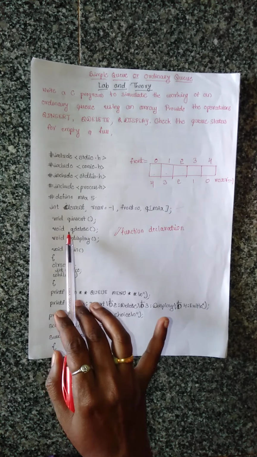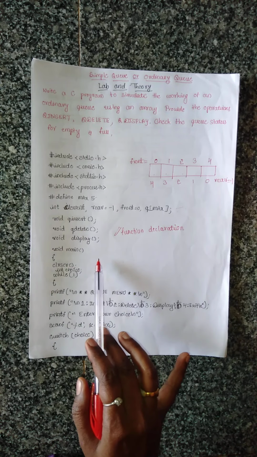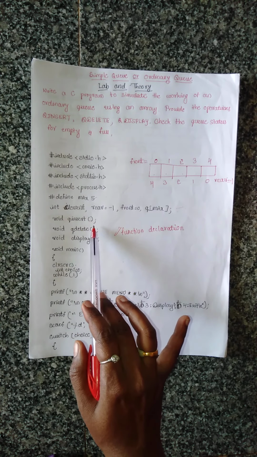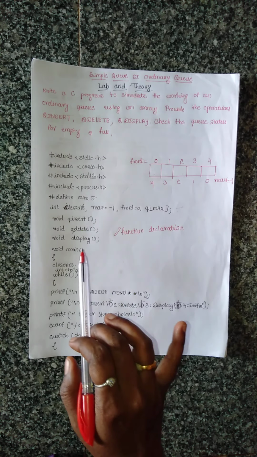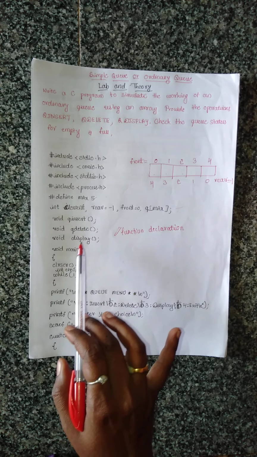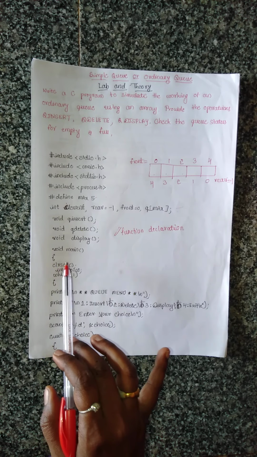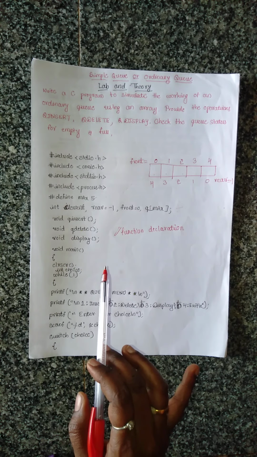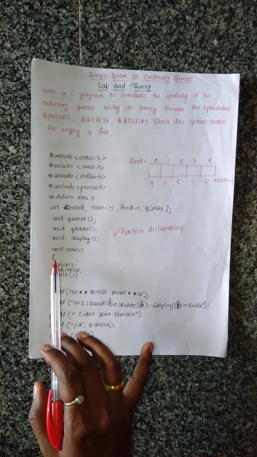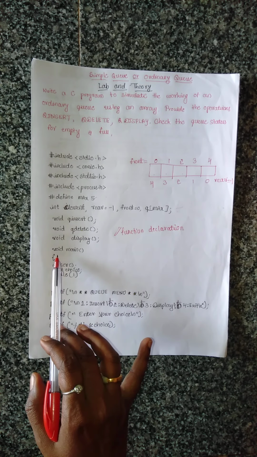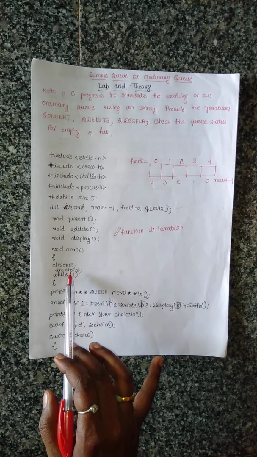Next is the function declaration part. In this case we are implementing 3 operations: first the insert operation, then the delete operation and the display operation, all of type void. Next, every program starts from the main function. Here I am declaring the main function of type void.